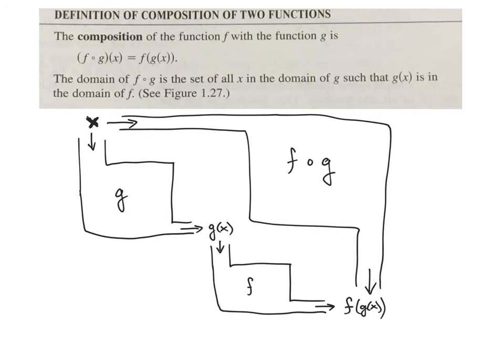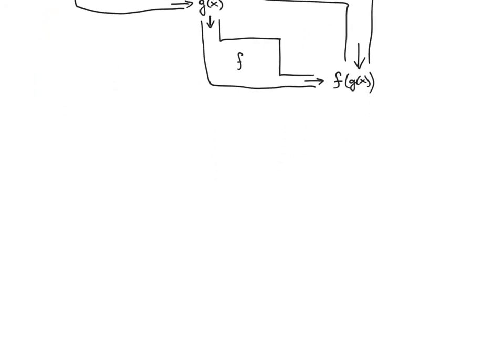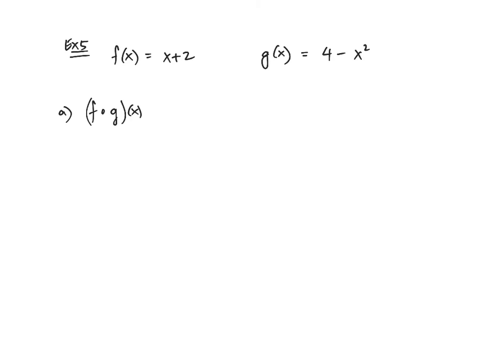Okay, so that was a lengthy discussion. Let's look at example 5 together, and I'll show you how this works practically. So they give you two functions. The F function adds 2 to the input. The G function squares it and then subtracts that result from 4. So first they want us to find what is f of g of x.